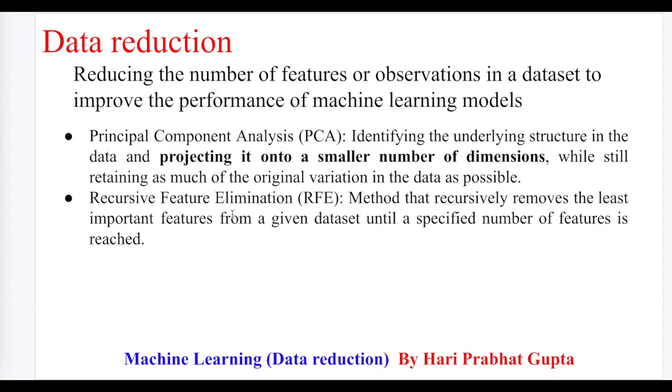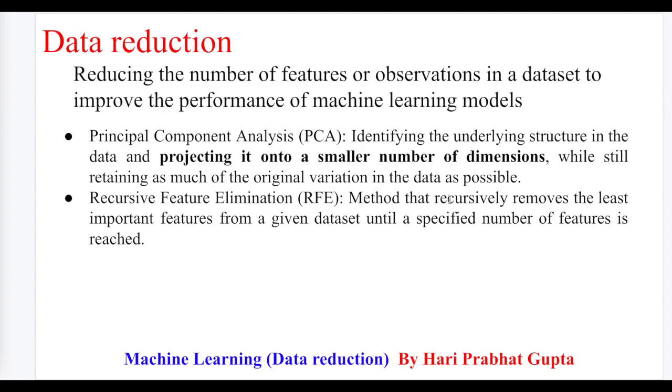One is the principal component analysis technique, another one is recursive feature elimination. PCA, principal component analysis, is a very common approach, and it identifies the underlying structure in the data and projects it onto a smaller number of dimensions, while still retaining as much of the original variation in the data as possible. So it reduces the number of columns, but it does not mean that it removes the importance of the data. Whatever the originality is, that remains, but it removes the unnecessary or redundant columns and reduces the size of the data.